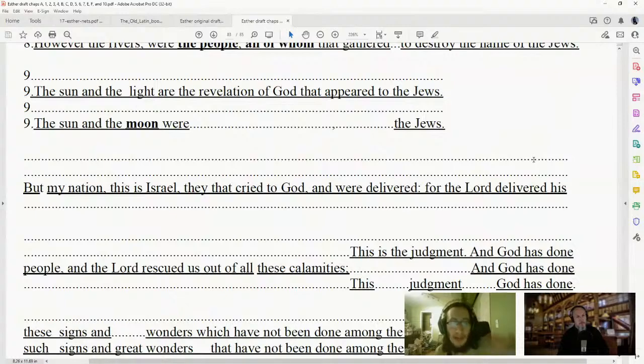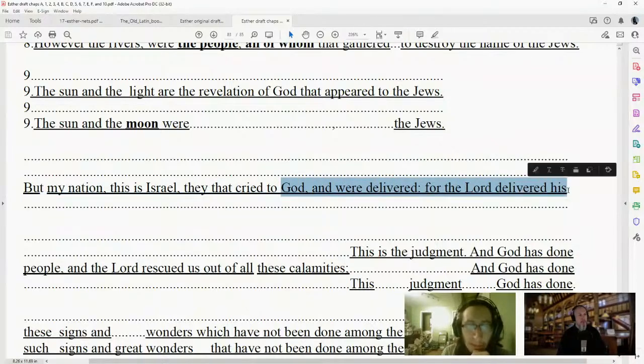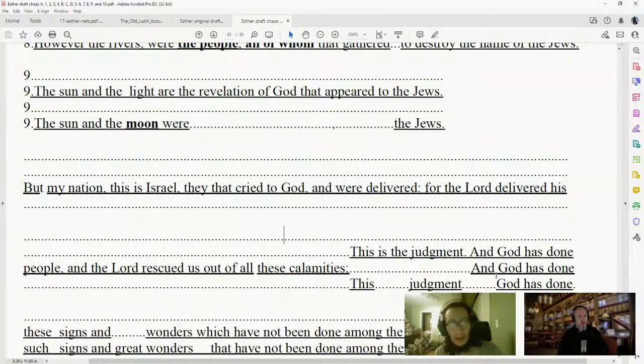But then we have the interpretation of who the nation is, where it says in the Septuagint, "My nation, this is Israel, that they cried to God and were delivered, for the Lord delivered his people, and the Lord rescued us out of all these calamities." That seems to be authentic, but the other two versions don't preserve it for some reason. And I don't know necessarily why they would have omitted that.